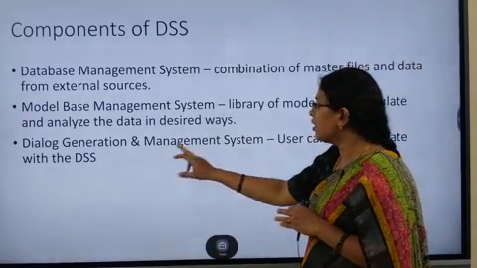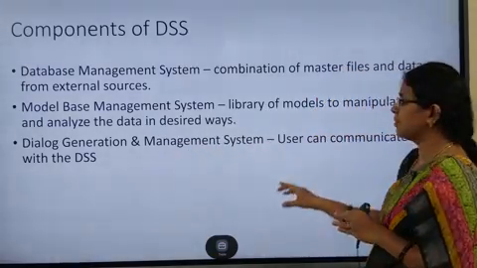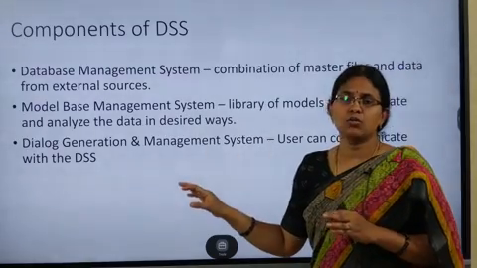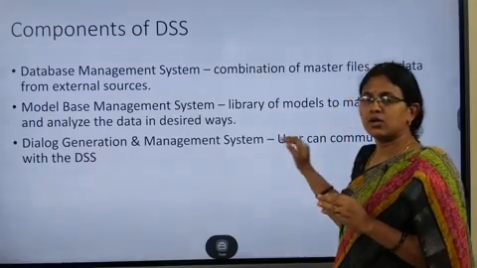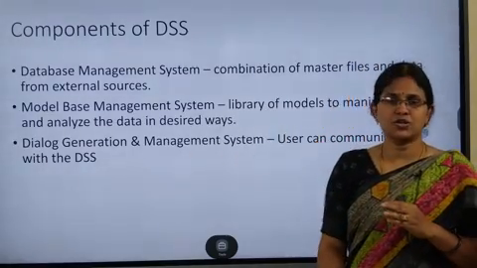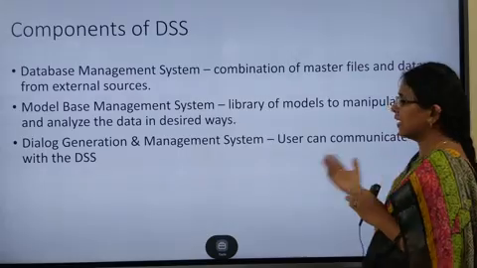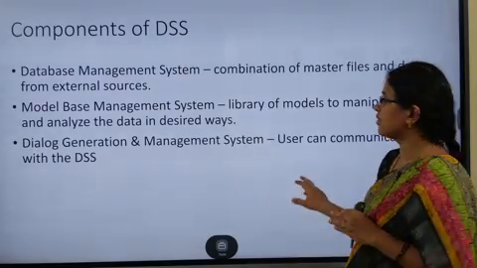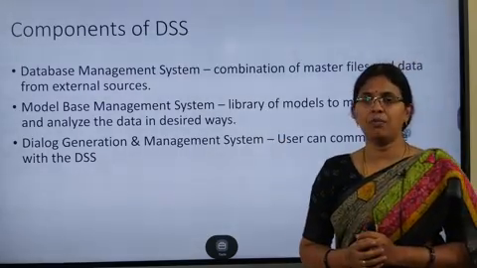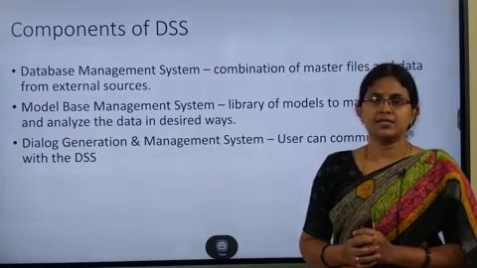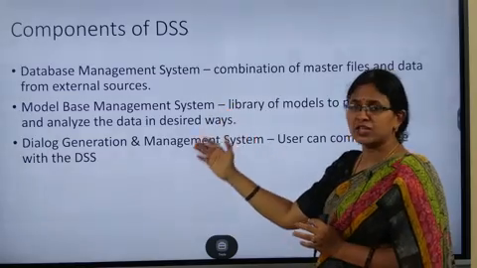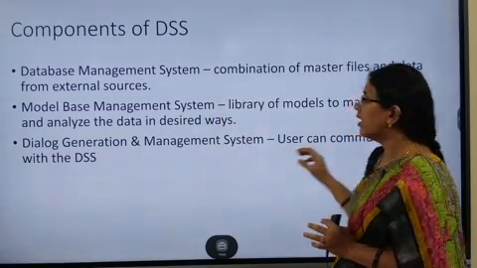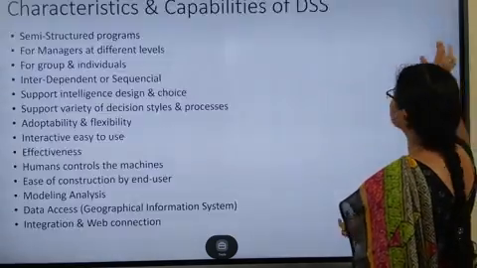And next one, dialogue generation and management system. By using this dialogue generation, the user can communicate with the decision support system. So these are the major 3 components in the DSS. First one is DBMS, second one is model based management system, and the third one is dialogue generation and management system.